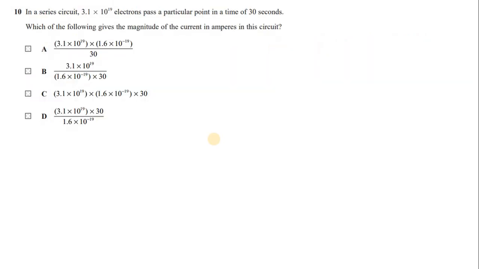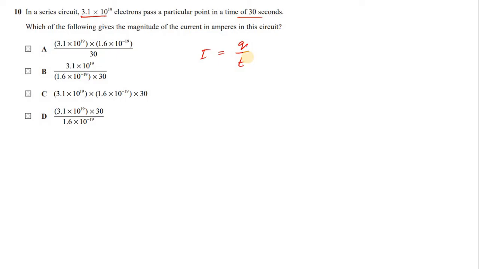Question number 10. In a series circuit 3.1 times 10 to the power 19 electrons pass a particular point in 30 seconds. Which of the following gives the magnitude of the current in ampere in this circuit? Easy, straightforward question. You just need to find the current if these electrons are given. The general concept is current is charge divided by time.